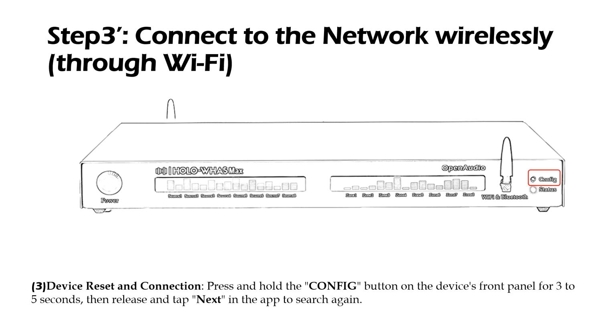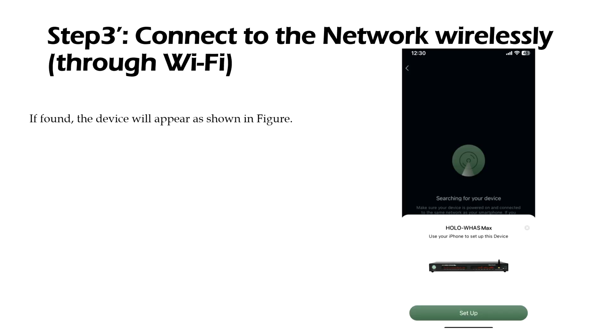3. Device reset and connection. Press and hold the config button on the device's front panel for 3 to 5 seconds, then release and tap next in the app to search again. If found, the device will appear as shown in figure.